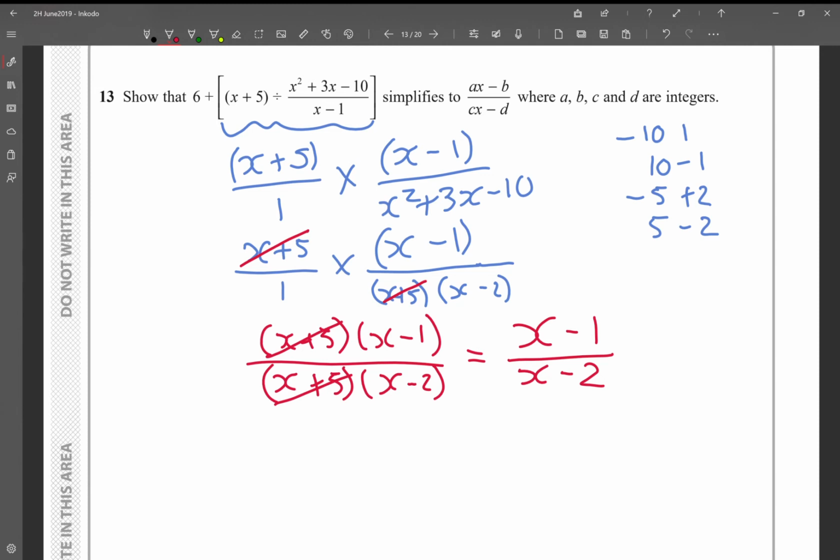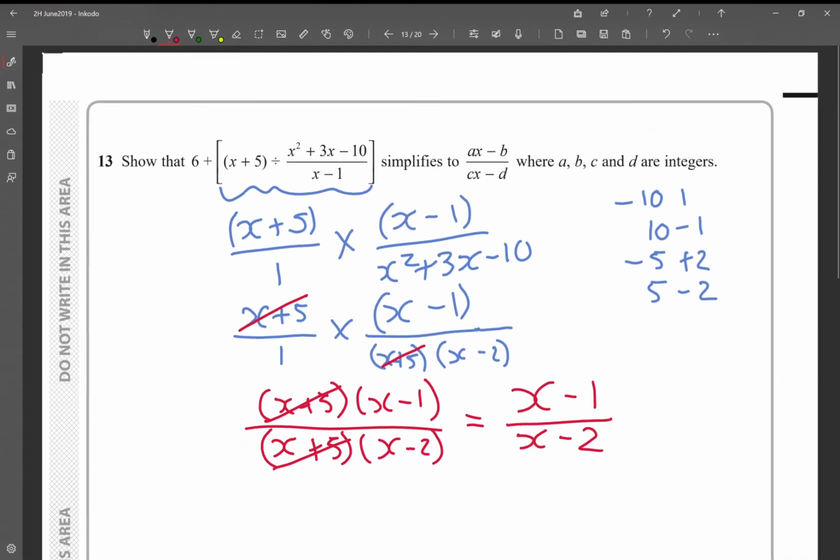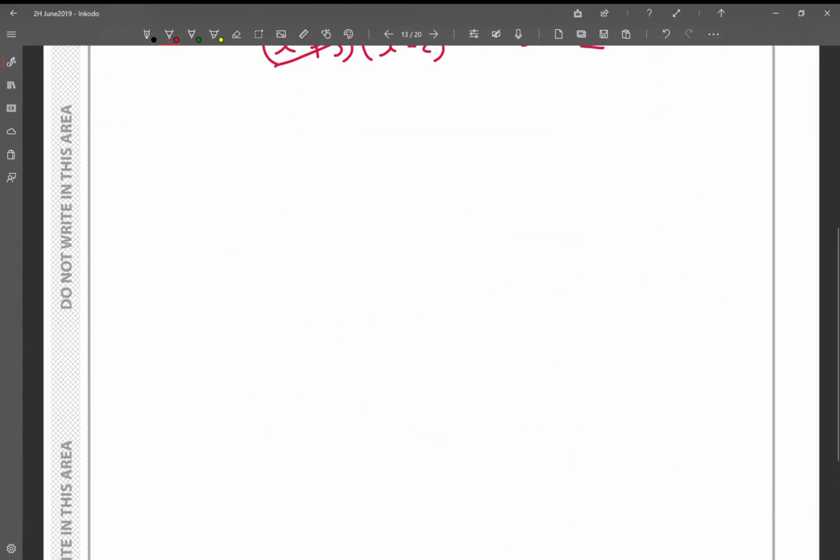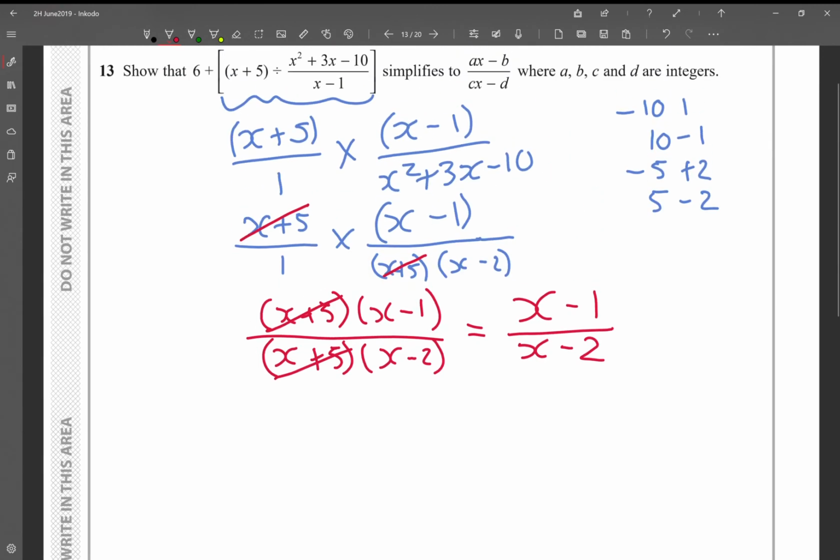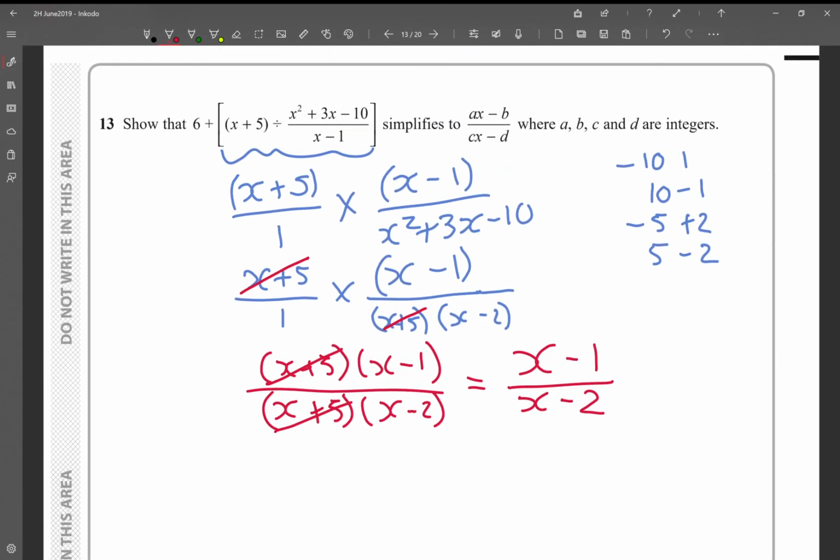Okay, so the pen colour has changed. Now's our next step. There's 4 marks available, there's quite a few things to do. So that's this part here, which is dealt with quite a lot. But now we need to add 6 to it.